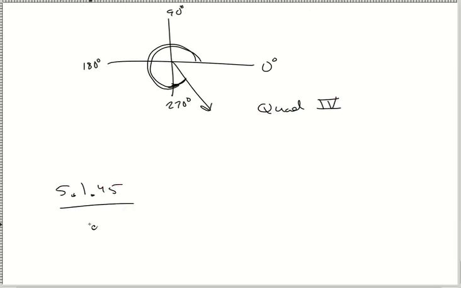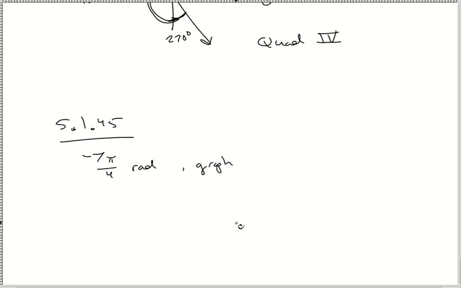5145. I got negative 7 pi over 4 radians, and they want to graph that. Notice that it's negative. Means that we're going to go backwards. We're going to go clockwise this time. Starting here, we're going to go this way this time. Negative 7 pi over 4. I don't know where that's going to be. How do I do it?